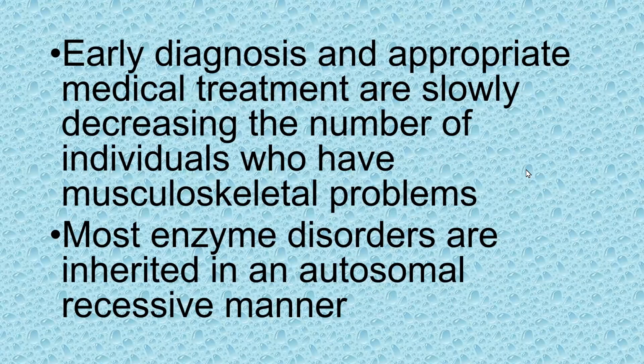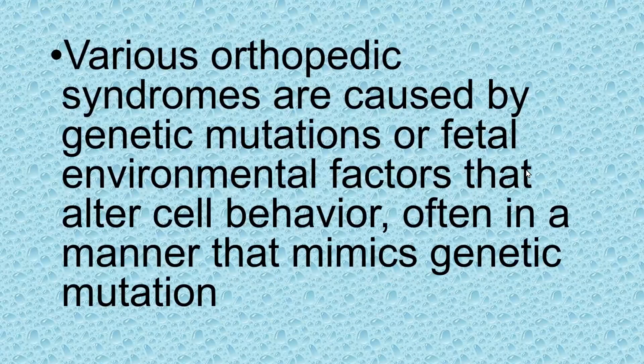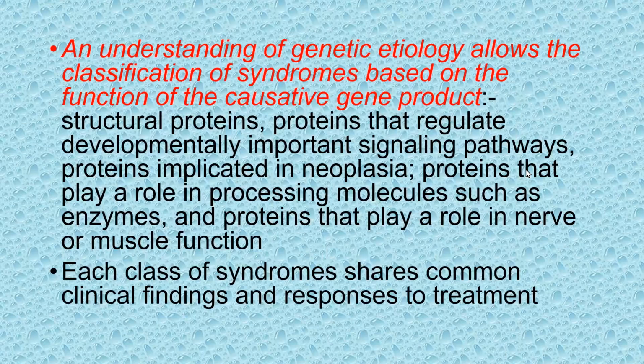So, in summary, various orthopedic syndromes are caused by genetic mutation or fetal environment factors that alter cell behavior, often in a manner that mimics genetic mutation. An understanding of the genetic etiology allows the classification of syndromes based on function of the causative gene product. Structural proteins, proteins that regulate developmentally important signaling pathways, proteins implicated in neoplasia, proteins that play a role in the processing of molecules, such as enzymes, and proteins that play a role in nerve and muscle function.